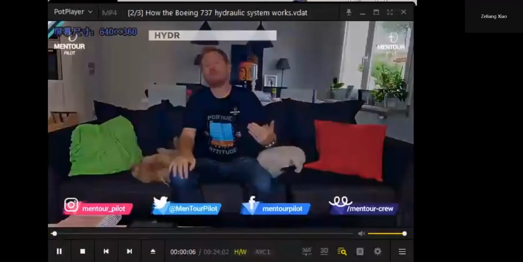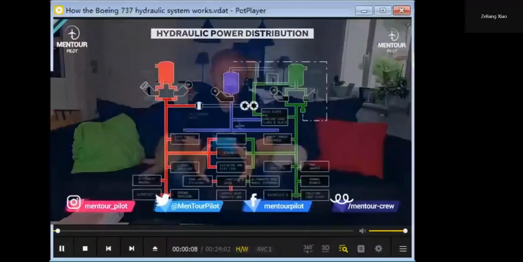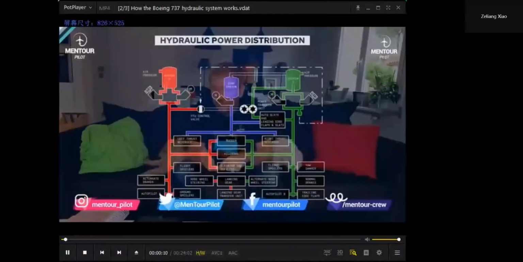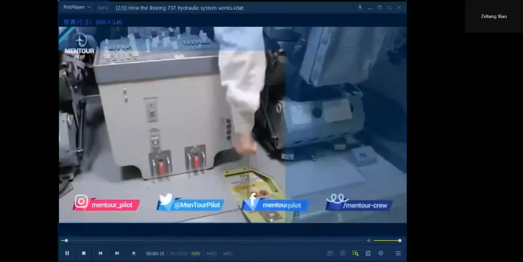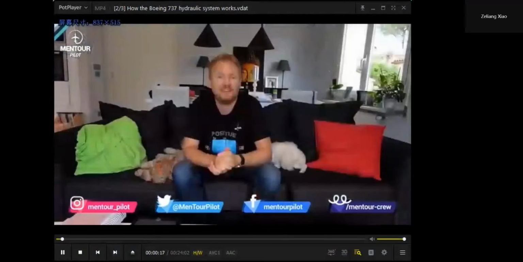Today on the video, guys, we're going to be talking about the hydraulic system of the 737. We're going to go through what we do with it in the cockpit, what the indications are, what the components are, and what happens if we lose the hydraulics. Stay tuned.